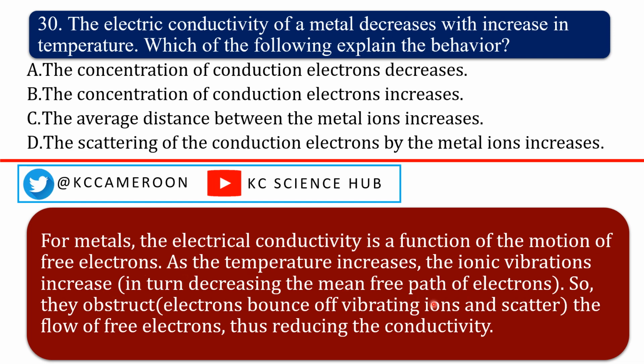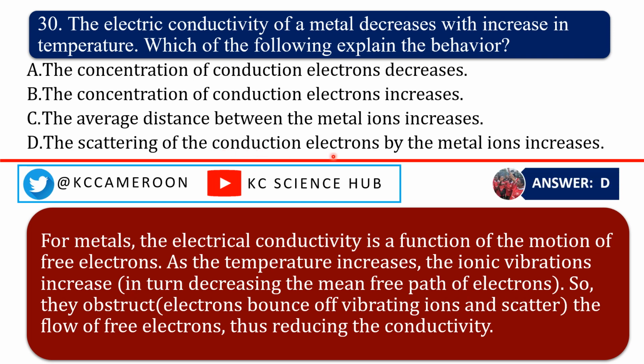As the temperature increases, the ionic vibrations increase, in turn decreasing the mean free path of electrons. Electrons bounce off vibrating ions and scatter, obstructing the flow of free electrons, thus reducing the conductivity. That's basically what happens, so I just decided to explain in words like that. You can pause the video and read it at your own pace. Our answer in this particular case is D.